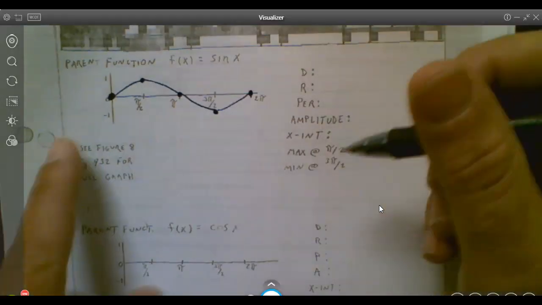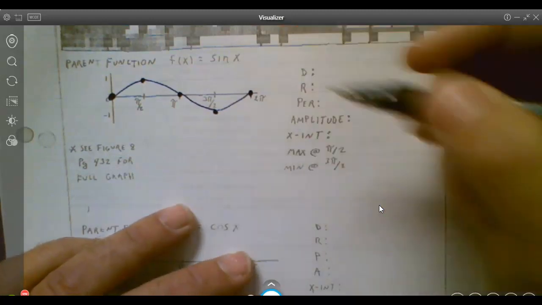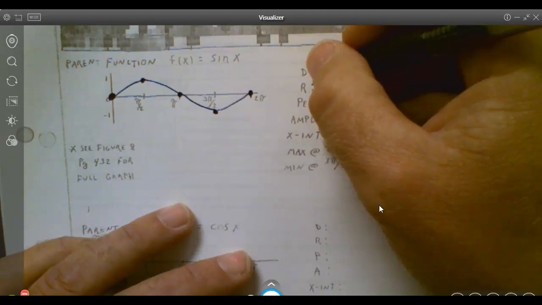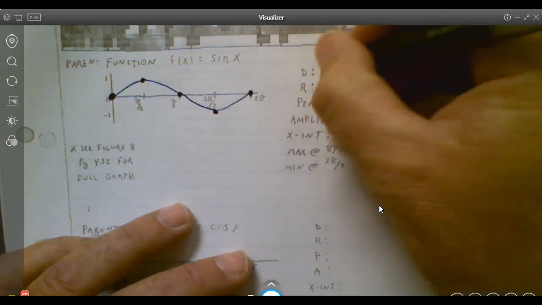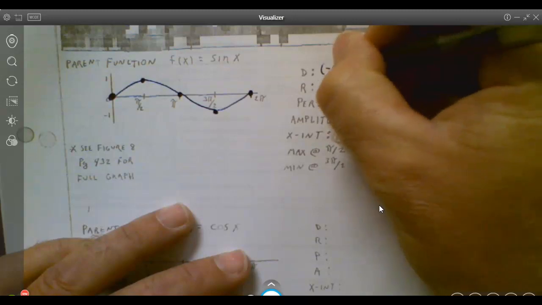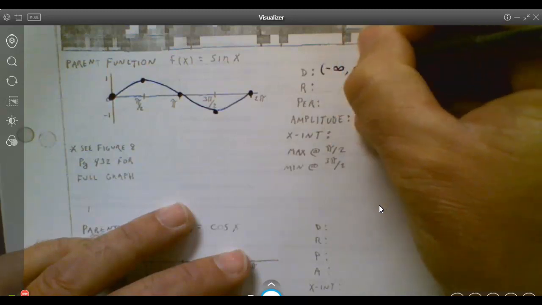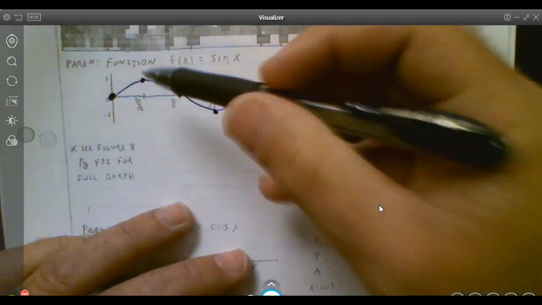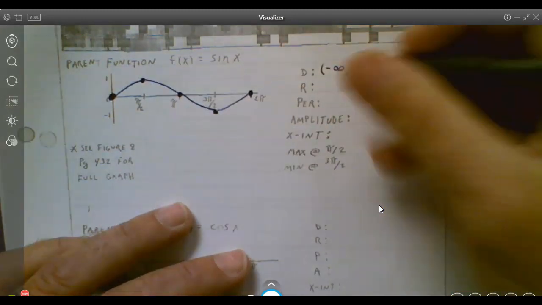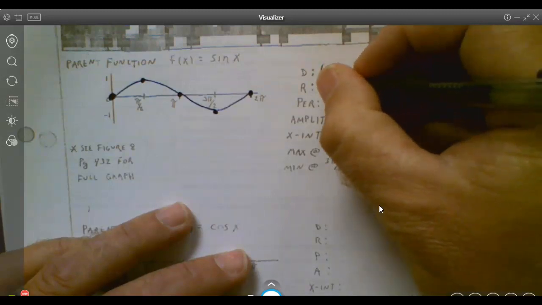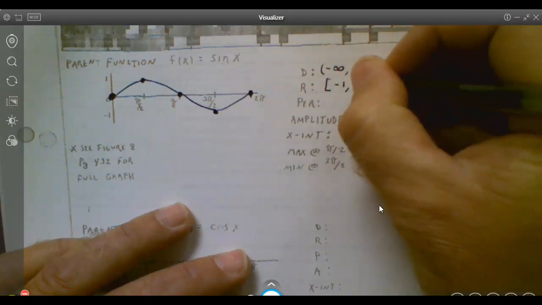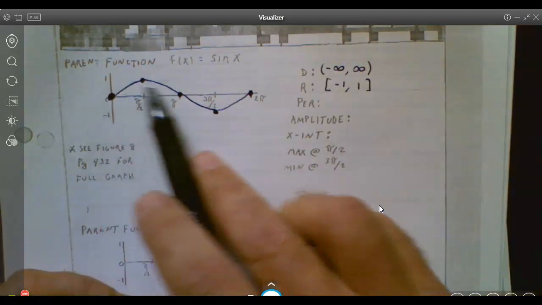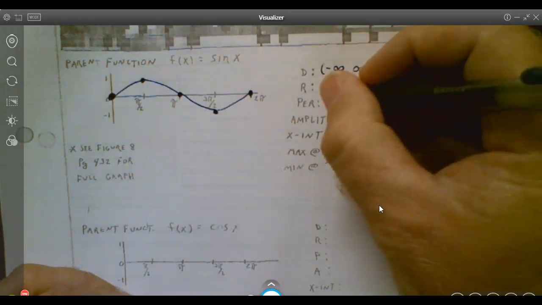So the domain, obviously this goes left and right forever. There's no limit to what I can put in here for x. So we're going to write this as -infinity to +infinity. Our range on this, we can see it goes as high as 1 and as low as -1. We could write the range this way. Our period, one full period, would be 2 pi units.